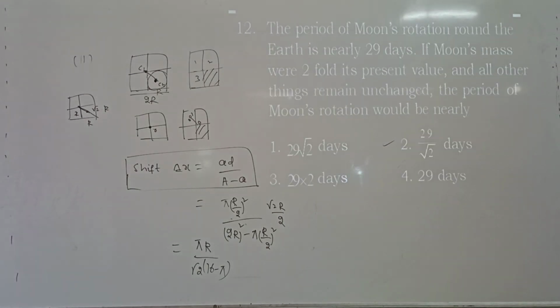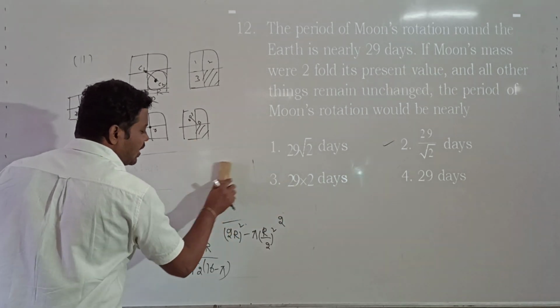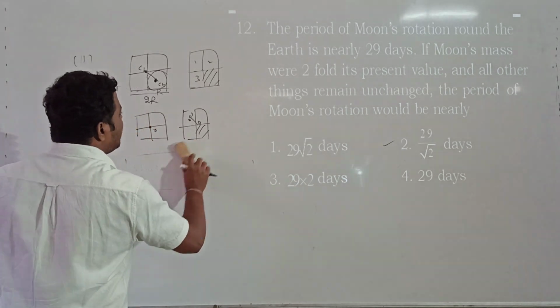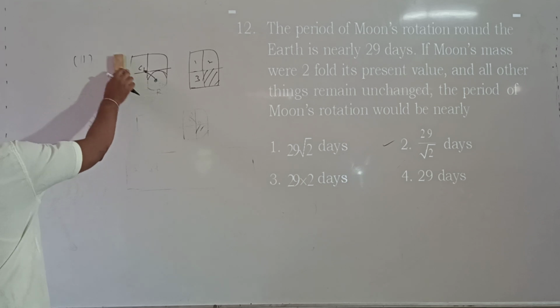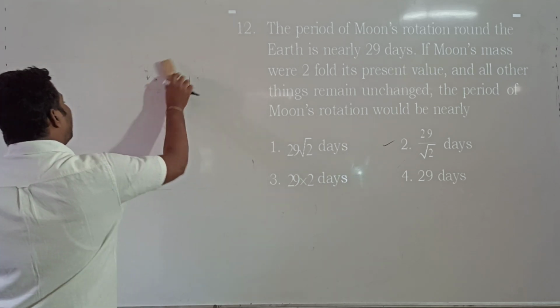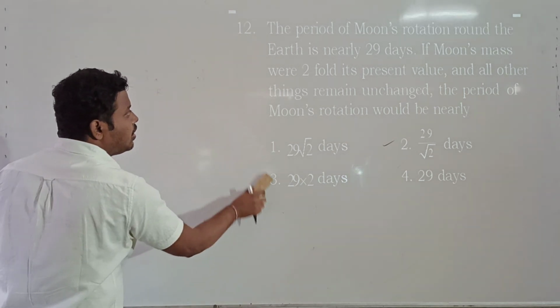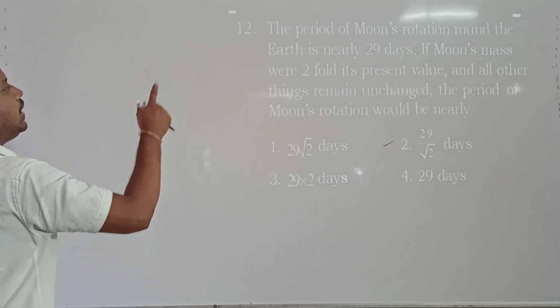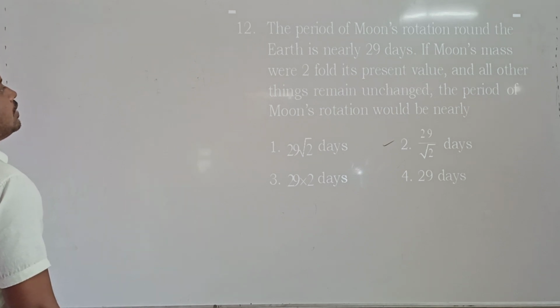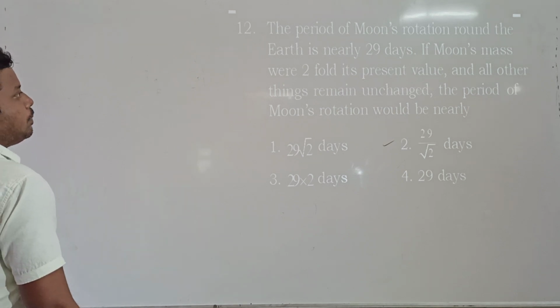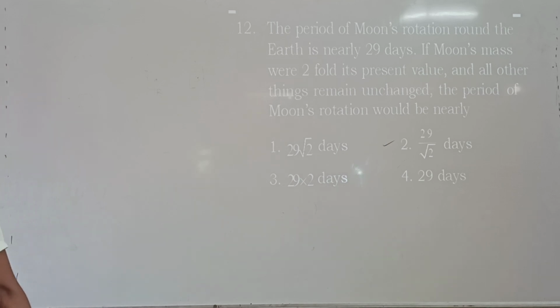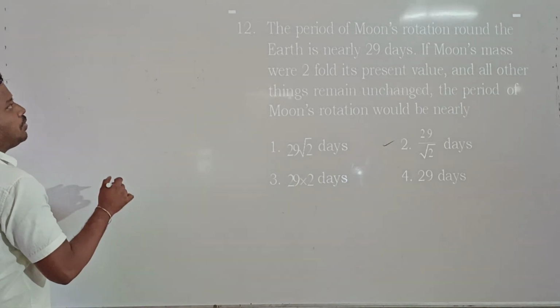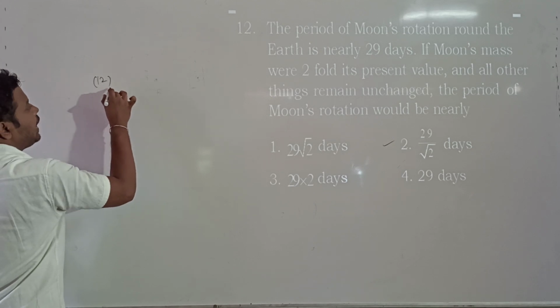Next, remaining all are simple questions, except these 2 to 3 questions are there. Out of 60 questions, maximum 5 questions will be a bit complicated, and the remaining all you can go through easily. So okay, the period of the moon's rotation around the earth is nearly 29 days. The moon's mass is made twofold its present value. So other things are remaining unchanged. What is the time period of rotation? What is the formula for time period?